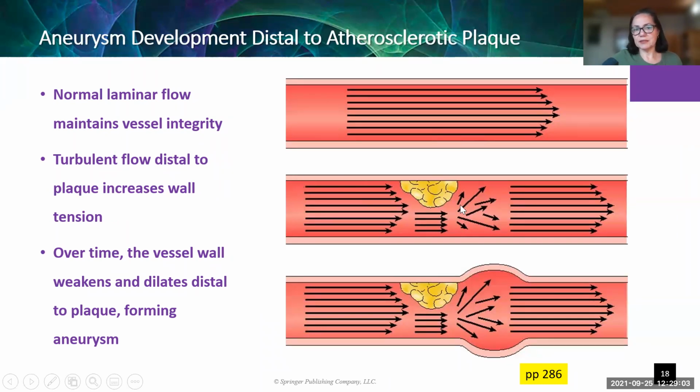Then we start developing an atherosclerotic plaque that's going to kind of mess up this nice smooth flow of blood. So just behind the plaque, you get blood pushing in all these different directions, and you can get stretching of the blood vessel there. That's what we call an aneurysm. And ultimately, these aneurysms can rupture, which is, of course, a medical emergency.